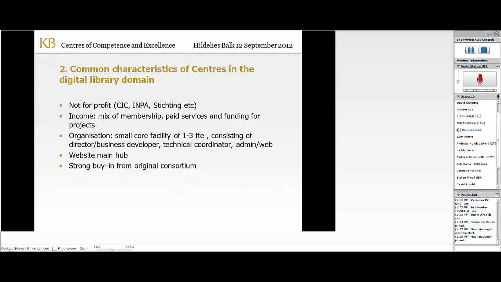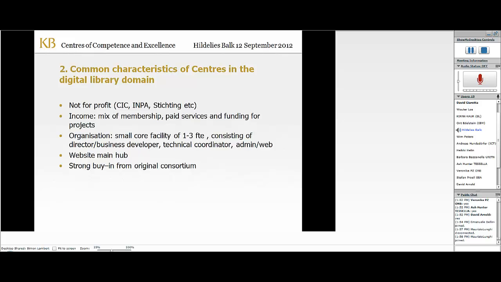Common characteristics are, of course, they're all not-for-profit. Adam spoke of little businesses. They are in a way, in that they have to sustain themselves, that they cannot be sure of continuous funding. But I have met none so far in this domain that have chosen the real small enterprise or real consultancy model. And I think that there may be a good reason for that. We may come back to that later, why it is maybe best not to go all the way in becoming a little company. The income mostly is a mix of membership, paid services and funding for projects. And the organization tends to be a small core facility.